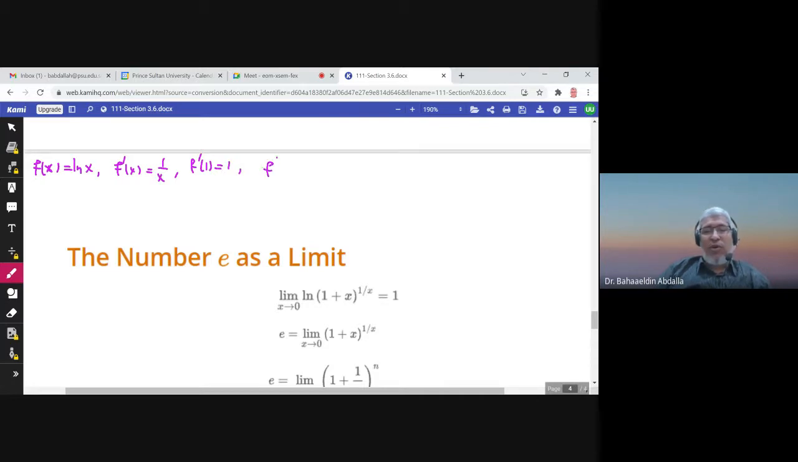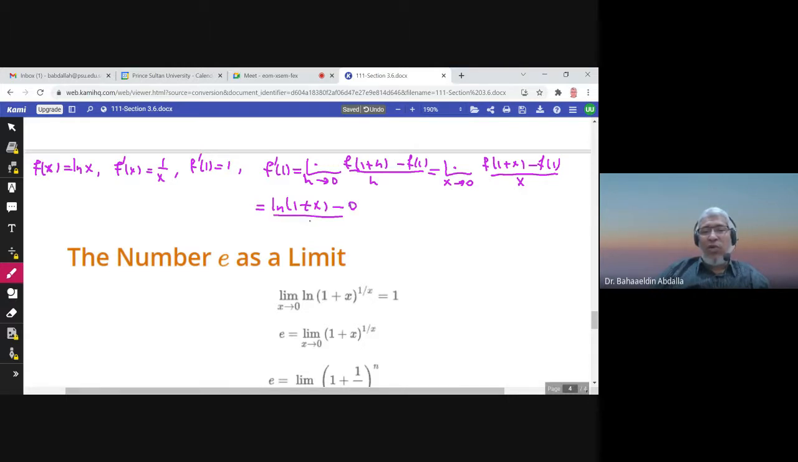But f prime of 1, by definition, if you remember, is the limit when h approaches 0 of f of 1 plus h minus f of 1 over h. And we can replace h by x. So the limit when x approaches 0 of f of 1 plus x minus f of 1 over x. Now f is ln x, so f of 1 plus x would be ln of 1 plus x, and f of 1 would be ln 1, and ln 1 is just 0, over x.